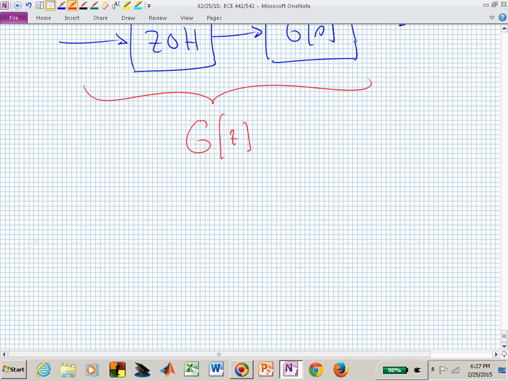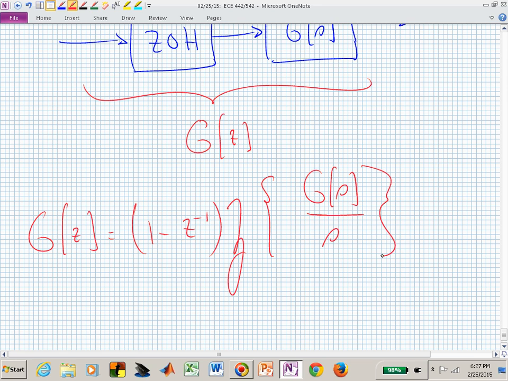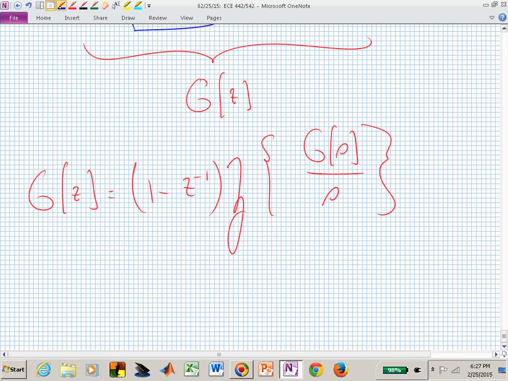Meaning G of Z now is going to be 1 minus Z to the minus 1, times the Z transform of G of S over S. That's by definition of the zero order hold equivalent. This is now 1 minus Z inverse, times the Z transform of, where capital G of S was 1 over S plus A, we now have 1 over S times S plus A.